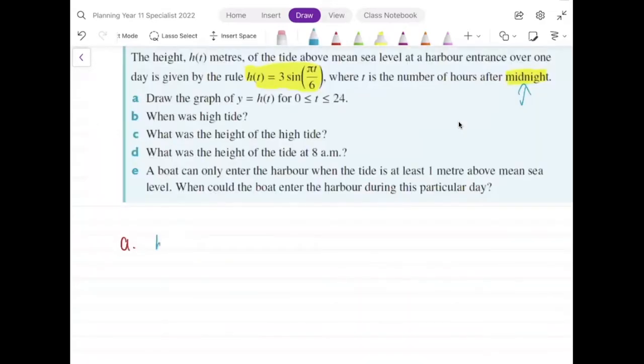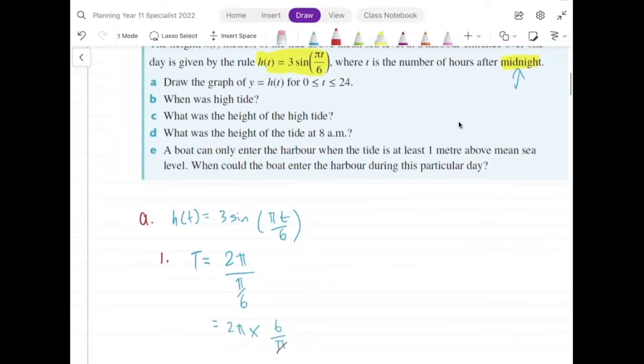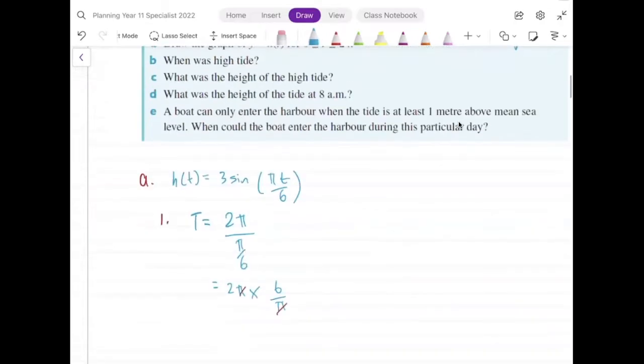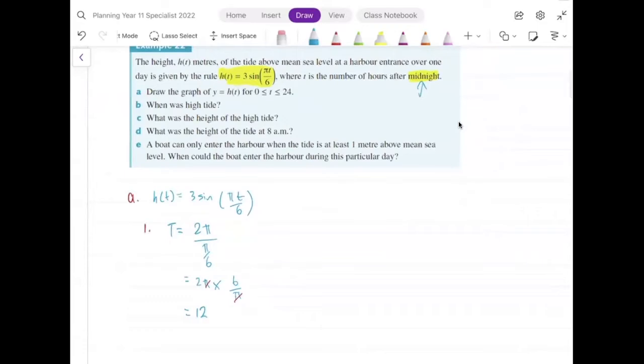In this case, my function is 3 sin(πt/6). My first step is to find the period, which is 2π divided by π/6. Keep it, change it, flip it. That gives 2π times 6 over π. My π's simplify to give 1, and 6 times 2 gives 12. So I have one full wavelength over a 12-hour period, which is true for tides, because tides occur roughly every 6 hours. And if I have one full day, between 0 and 24 hours, I'm going to have 2 full wavelengths. Again, I'm just putting my period in the context of my domain.